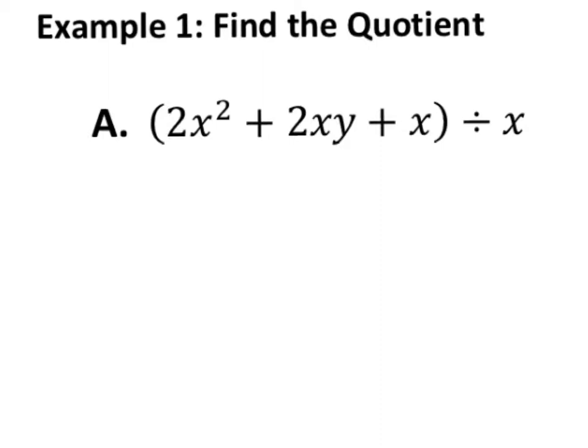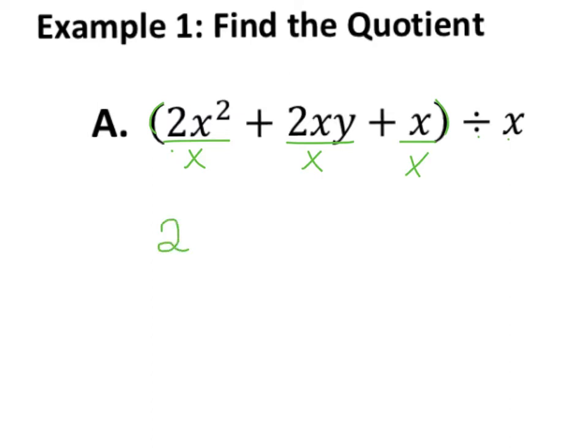In order to find the quotient, we're going to divide everything inside the parentheses by x. So to do that, I'm going to write an x underneath each of the terms. Now we just have to cancel out. So I don't have any numbers on the bottom, so that 2 is going to stay.